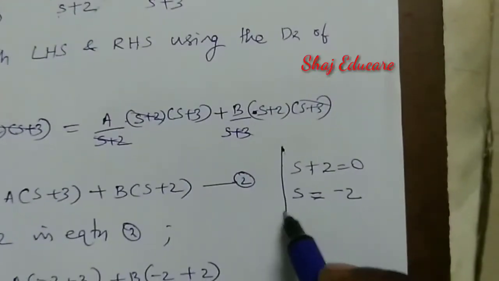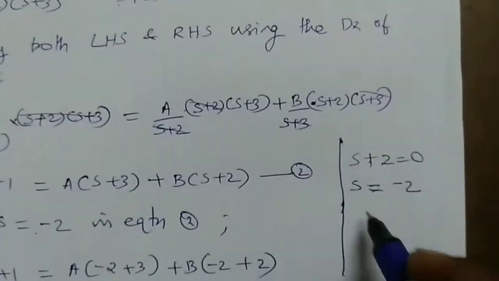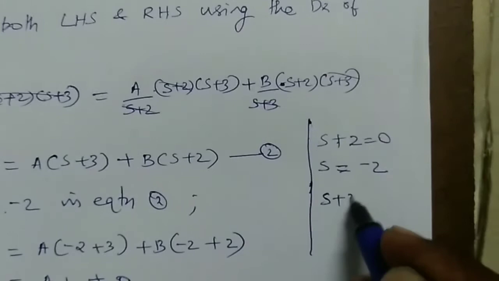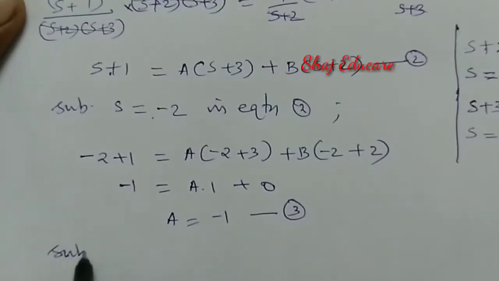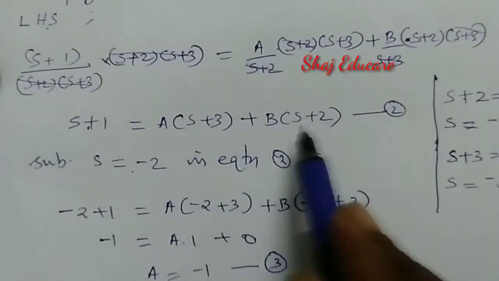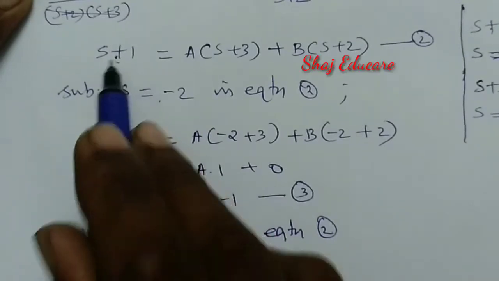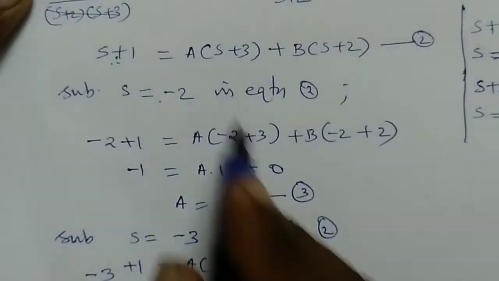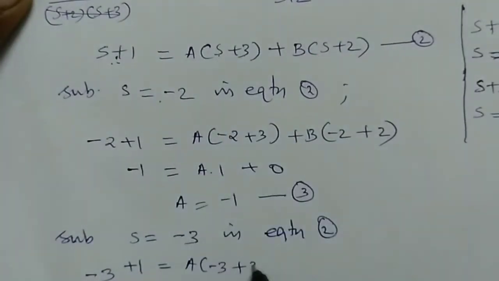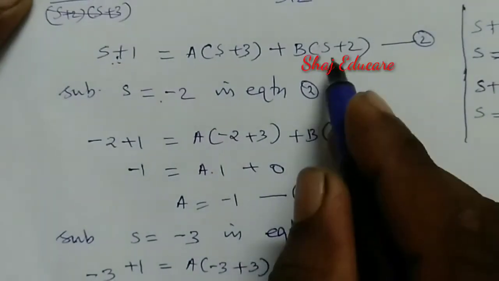Similarly, now let us equate the denominator of the second term also. The denominator of the second term is s+3 equal to 0. Then we are getting s equal to minus 3. Now let us substitute s equal to minus 3 in equation 2 also. In place of s we have minus 3, then minus 3 plus 1 equals A into (minus 3 plus 3), plus B into (minus 3 plus 2).